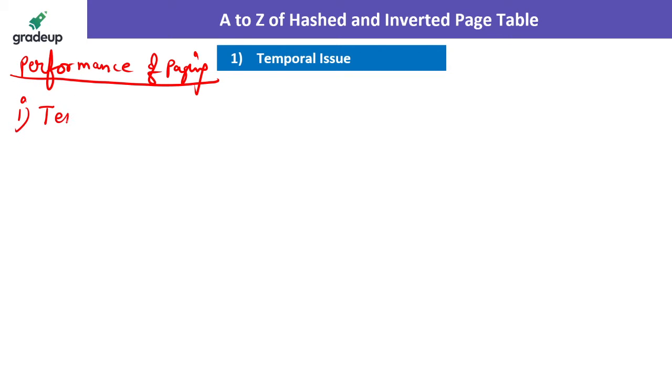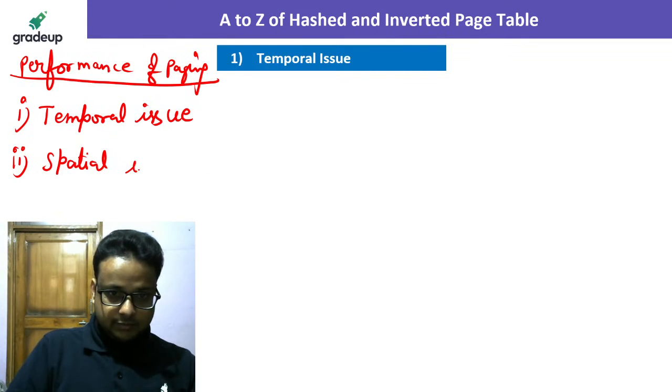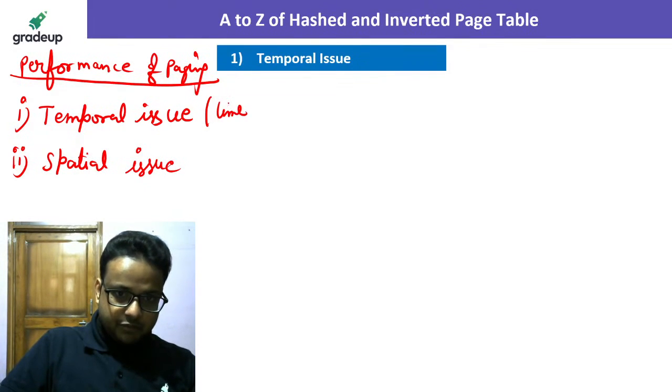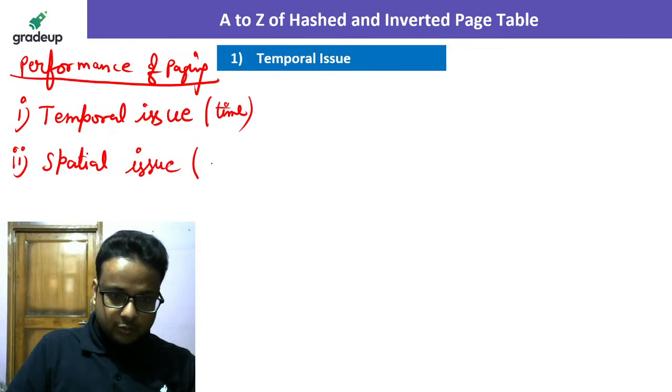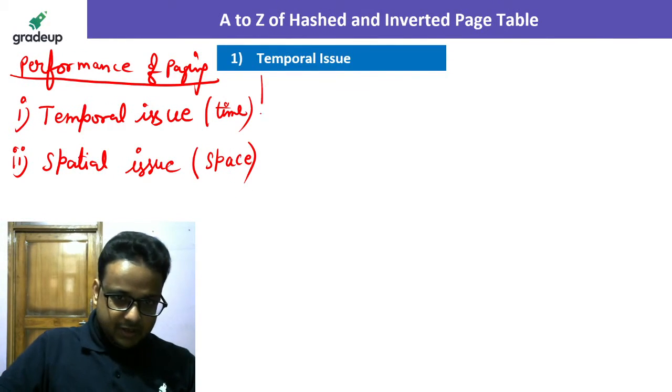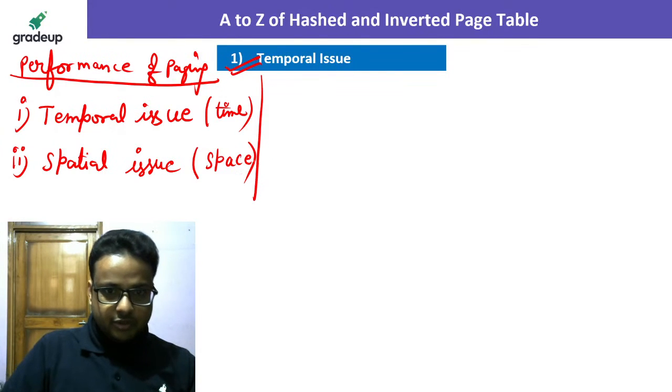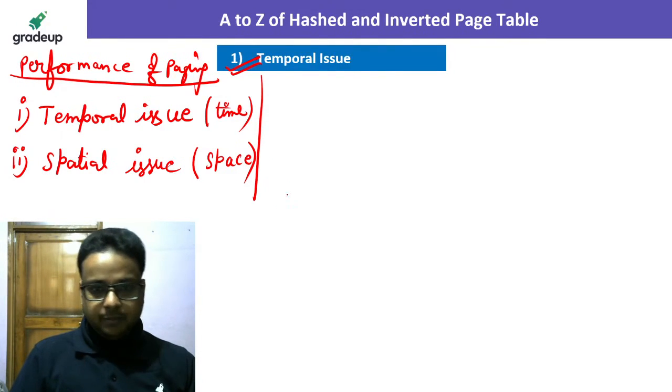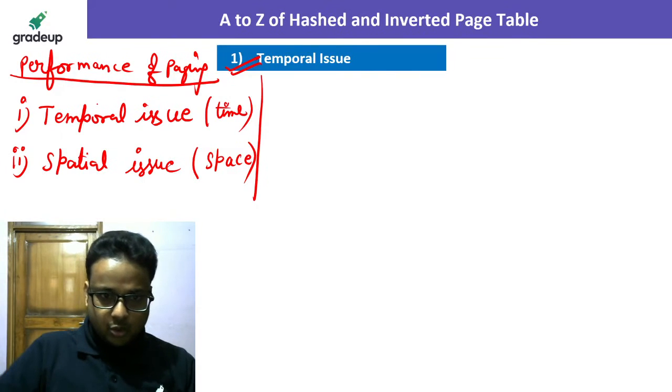One is related to time, that is temporal issue, and the second will be spatial issue. So this is related to time and this is related to space. So the first one is temporal issue, that is related to time. Temporal issue means related to time.